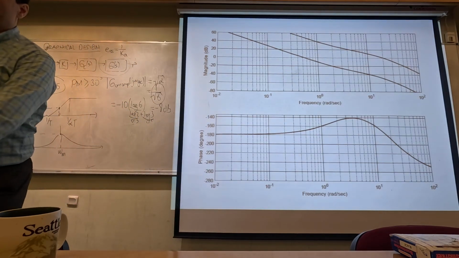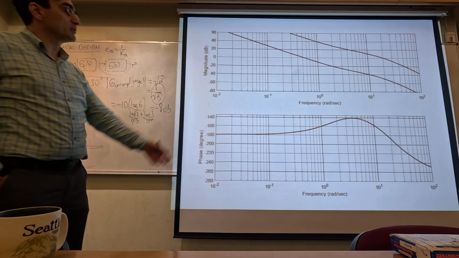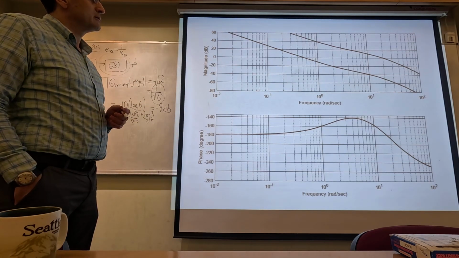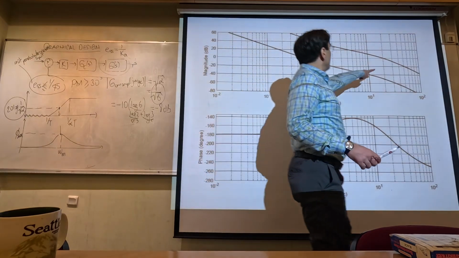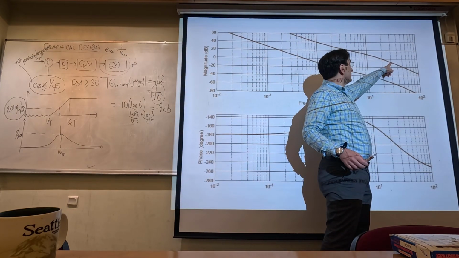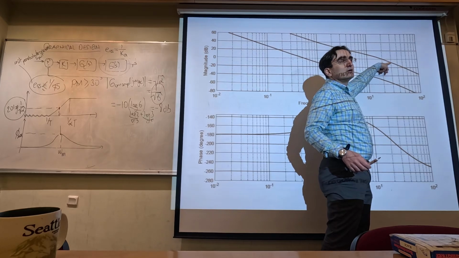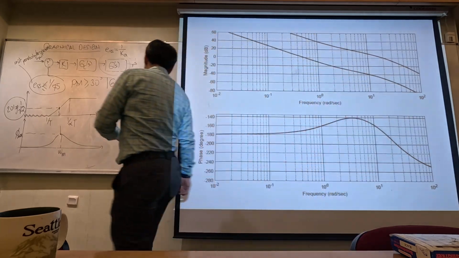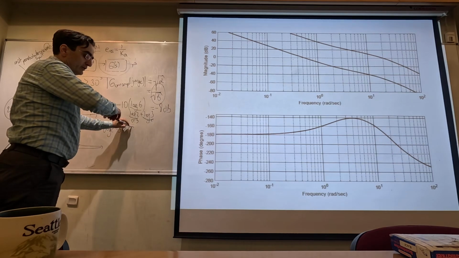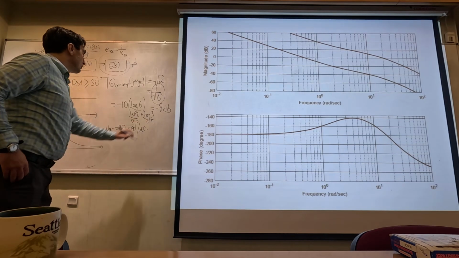Where is the uncompensated magnitude? Uncompensated system magnitude crosses approximately minus 8 dB. It is somewhere here, right? So this is approximately minus 8 dB. What is this frequency? It's 30 radians per second. So omega GC is equal to 30 radians per second.